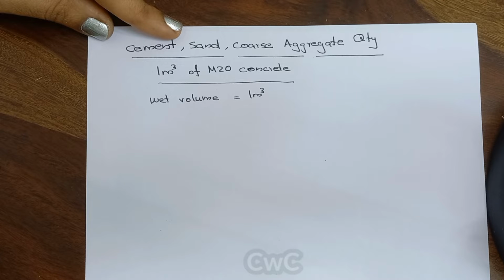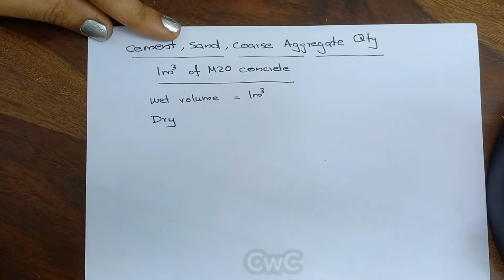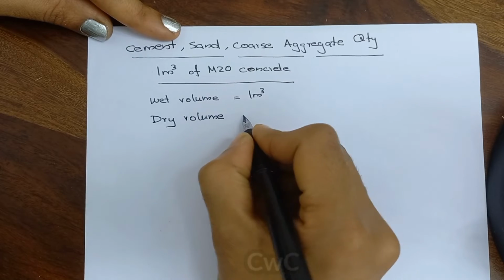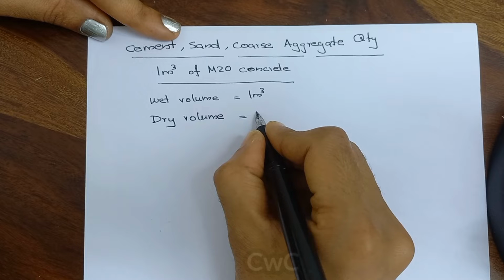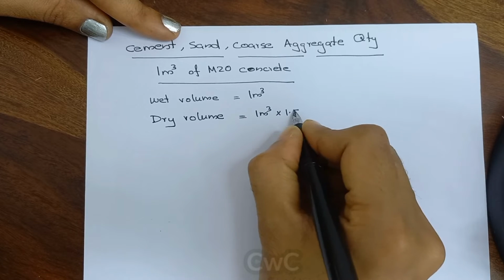In case of concrete, it's been observed that the dry volume is almost 52 to 57% greater than the wet volume. So in this calculation I am considering 54% increase. So let's calculate the dry volume for this wet volume of 1 meter cube. That will be equal to 1 meter cube into 1.54.